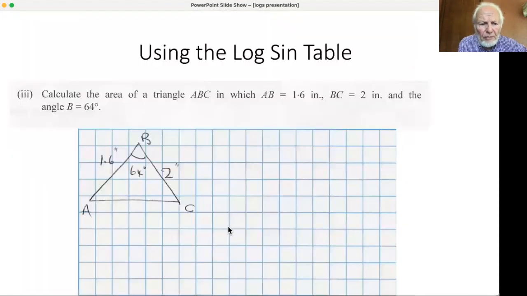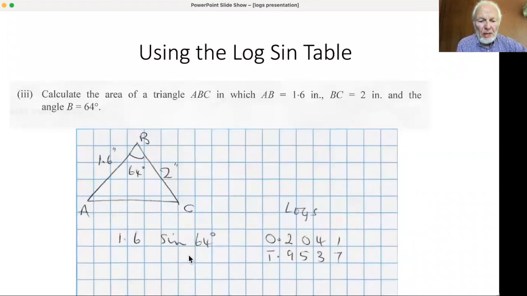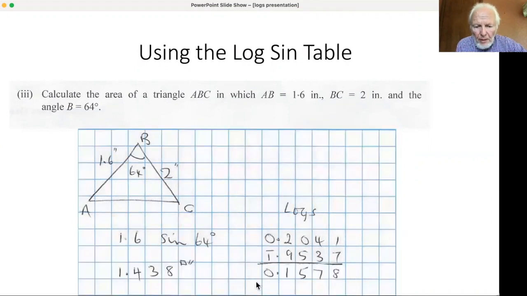So let's see an example of that being used from that same paper. So we're asked to find the area of this little triangle. So the calculation we want to do is a half times 2 times 1.6 times sine 64. Well, we can do the half times 2 straight away. So it's 1.6 times sine 64. So we need to look up the log of 1.6. That's a 0 point number. Sine of 64 is a bar 1. And that's that. We add them, and then we anti-log them, the answer to get the area of the triangle.